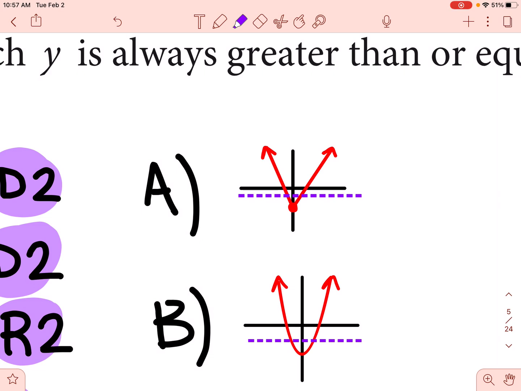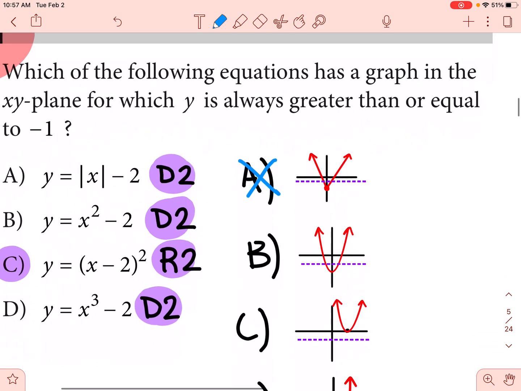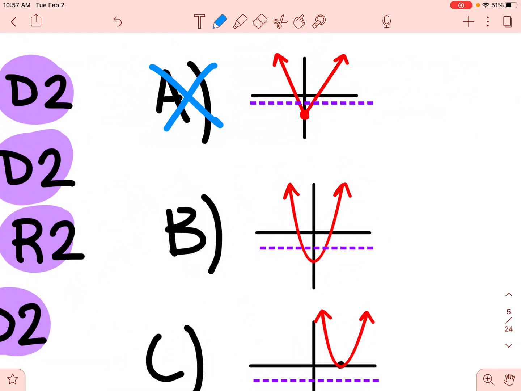Notice that the graph goes below negative 1. So that means that A cannot be an answer. I'm looking for the y values only greater than or equal to -1. And answer choice B, the function moved down too, the purple line's at -1, this function goes below -1.